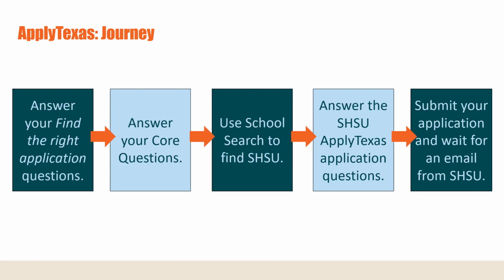This is the ApplyTexas journey. We will be going over each of these steps in detail. So first, answer your Find the Right application questions, answer your core questions, use the school search to find the SHSU application, answer the SHSU ApplyTexas application questions, and then submit your application and wait for an email from SHSU with the next steps.